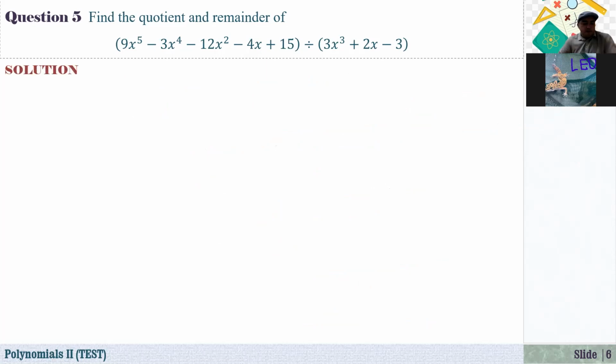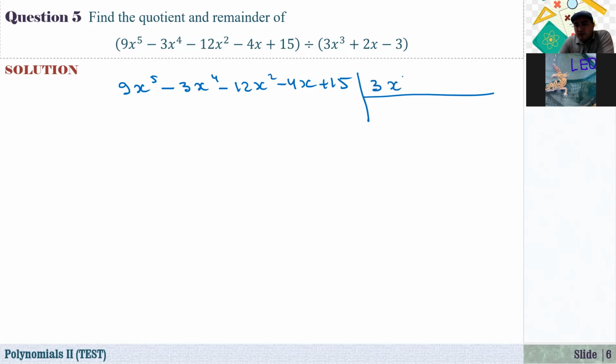Okay. Another example, that's the last actual example. The questions are a little different. So again, find the quotient and remainder of this: 9x to the power of 5 plus 3x to the power of 4 minus 12x squared minus 4x plus 15, divided by 3x cubed plus 2x minus 3.